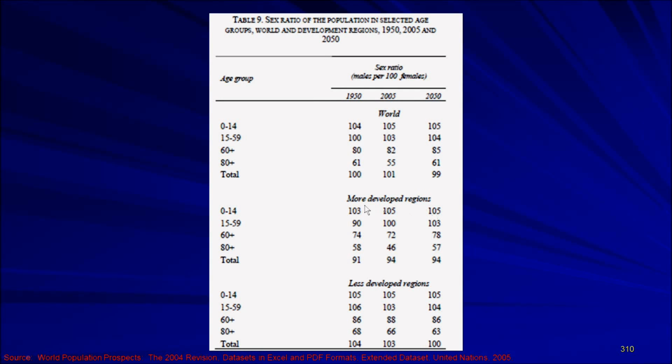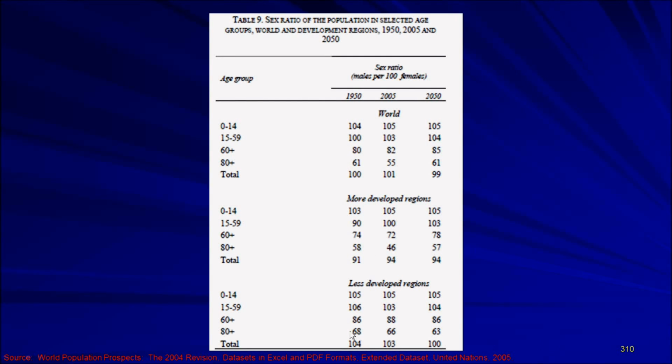Now, if you look at more developed regions, and we talked about Great Britain and Europe and many of those countries, and we would be one of them as well, you see that we have more females than males, and that's occurred consistently in 1950, 2005, and the projection for 2050 is no different. And you can see what the distribution is for more developed countries, very similar, and in fact it might be even slightly lower.